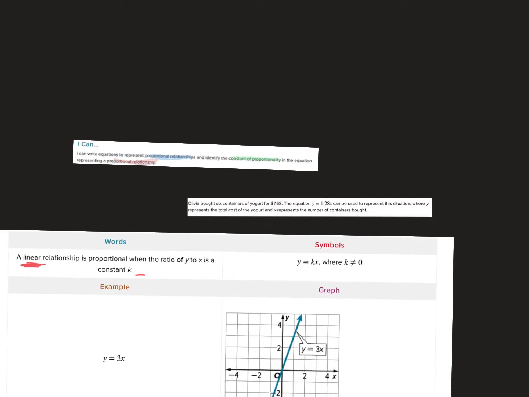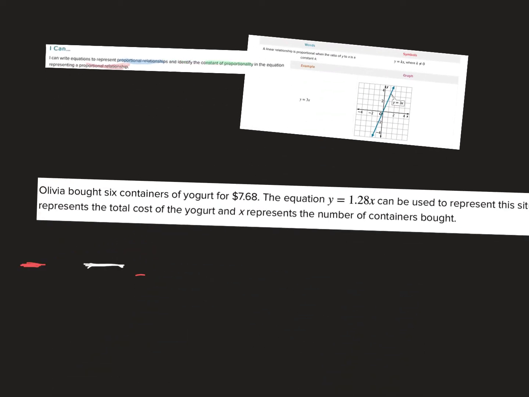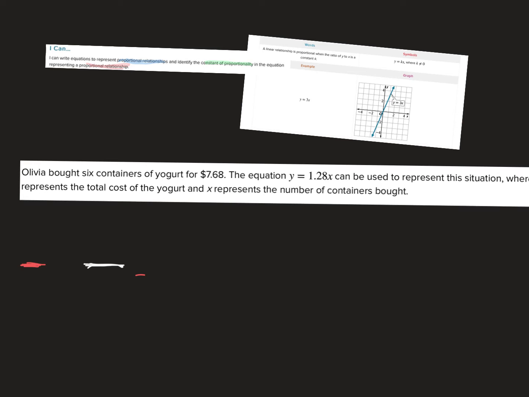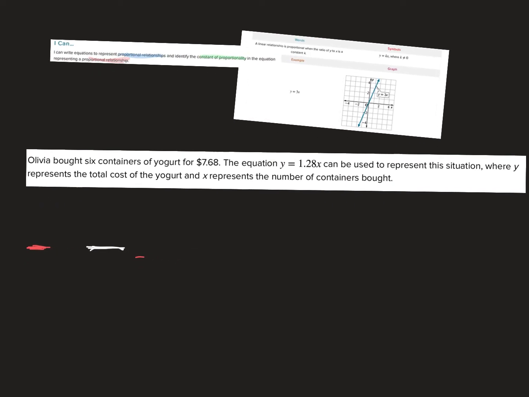All right, let's go ahead and see a real-world example here. Help us conceptualize this new concept. Olivia bought 6 containers of yogurt for $7.68. The equation y equals 1.28x can be used to represent this situation where y represents the total cost of yogurt and x represents the containers bought. So what is going on here?